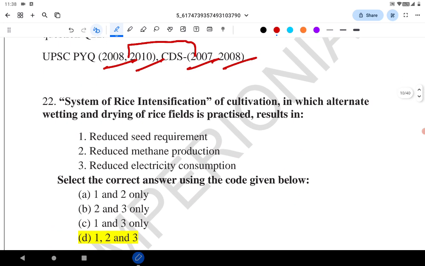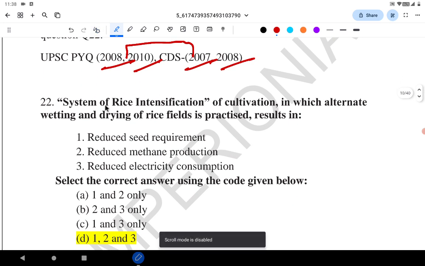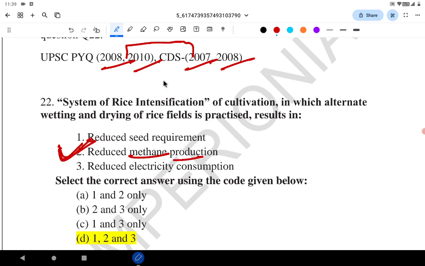It's kind of a current affairs question, a contemporary issue. System of rice intensification of cultivation, in which alternate wetting and drying of the rice field is practiced, results in reduced methane production. Last time they had asked which produces methane. Here: reduced methane production, reduced seed requirement, reduced electricity consumption. Electricity, 100% yes, because it has alternate wetting and drying of the rice fields. So normally wet rice fields produce more methane.